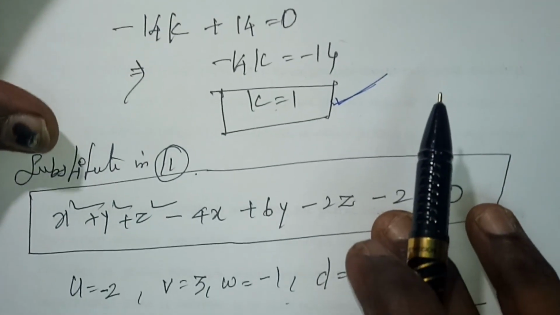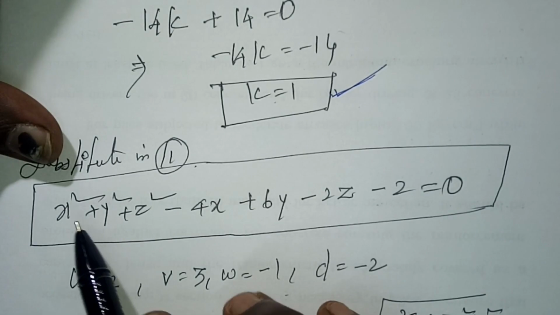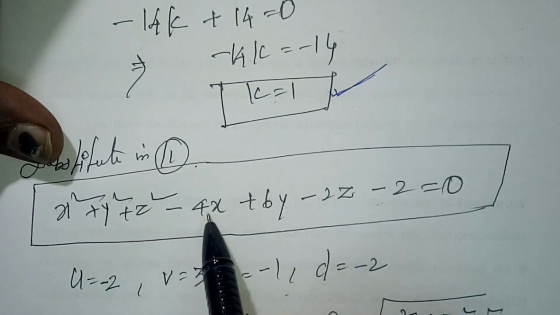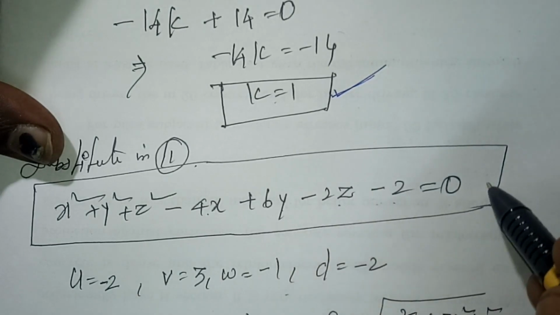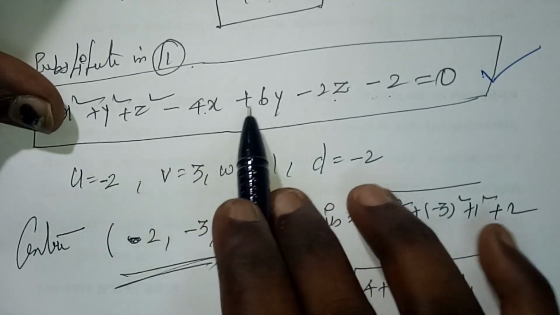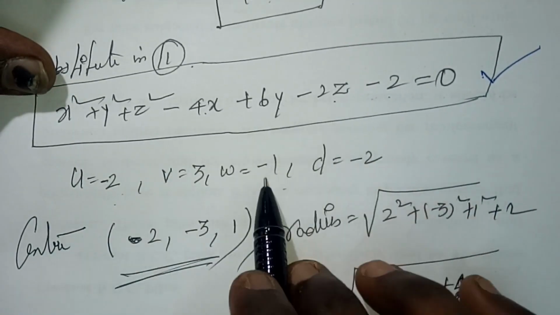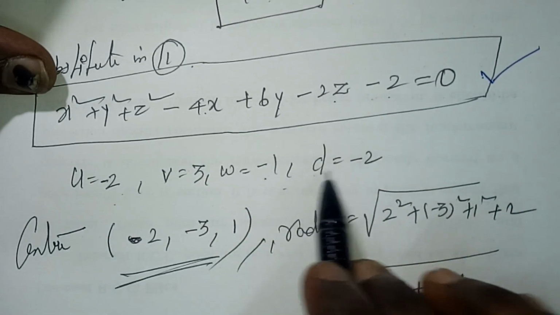Now substitute it in equation 1. So I finally got the equation of this sphere: x square plus y square plus z square minus 4x plus 6y minus 2z minus 2 is equal to 0. This is the required equation of the sphere. Here I need to find the center and the radius. So from this I got the values of u, v and w, and also the value of d.